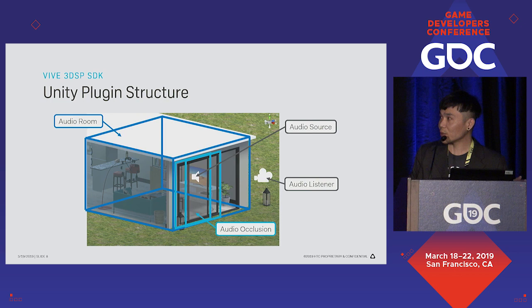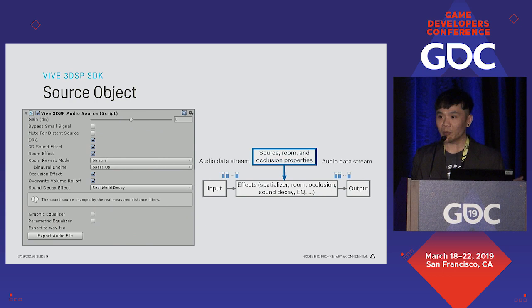There are four kinds of objects in our Unity plugin environment. One is the audio source object, another is the listener object. We also have an occlusion object and the room object. The next part is about the audio source object. This object is the main control function, so you can set up the audio configuration here to choose which ones you like or don't like, the DRC, 3D sound effect, and so on.